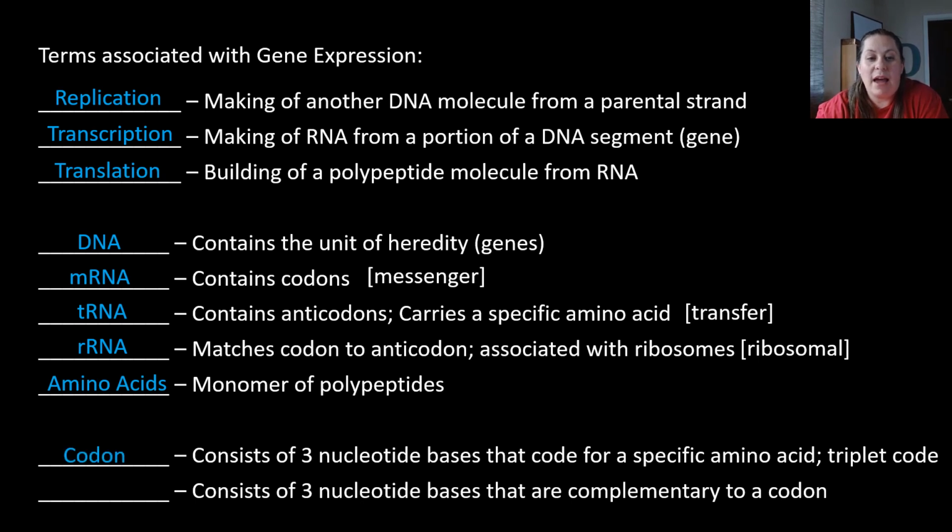Now, a codon, guys, consists of 3 nucleotide bases, and it's known as like a triplet code. But the anticodon consists of 3 nucleotide bases that are complementary to the codon. Anti means opposite, so they're complementary. A with U, G with C.